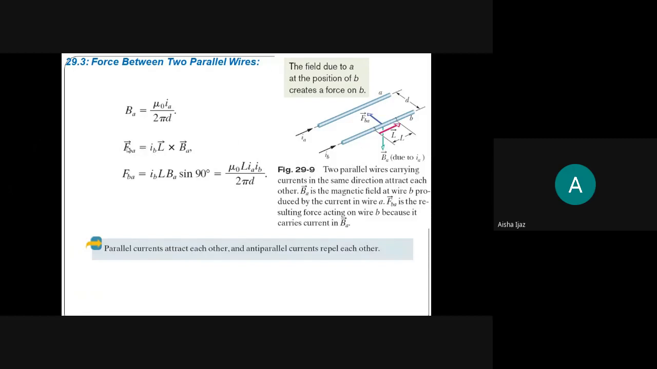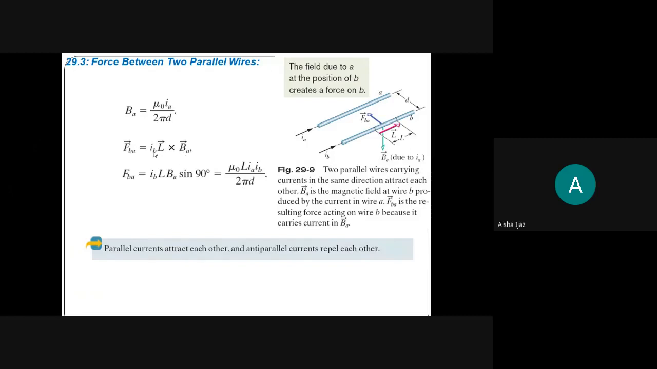Just what you can do. If I have to calculate the magnetic force on wire B due to A, it means current will be flowing in B and the magnetic field will be of wire A. So it will be I_B L cross B_A. And if I have to find F_AB, then it will be I_A L cross B_B. By Newton's third law, the two forces are equal in magnitude and opposite in direction.